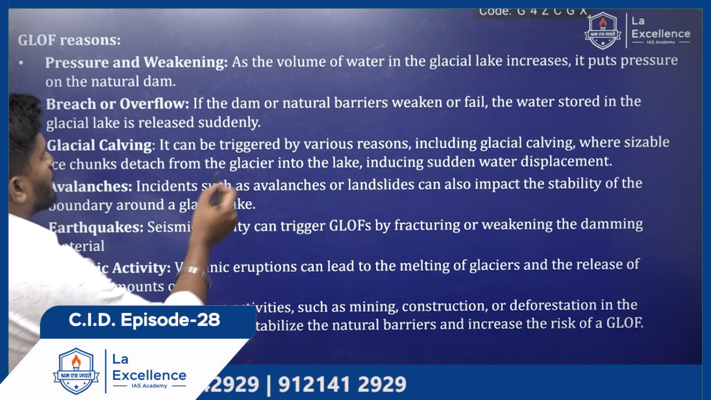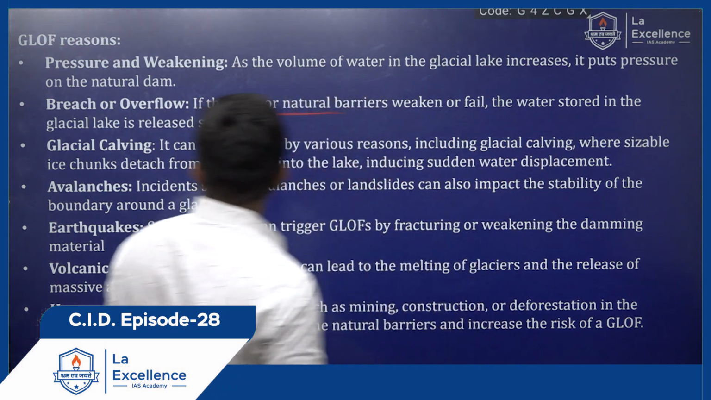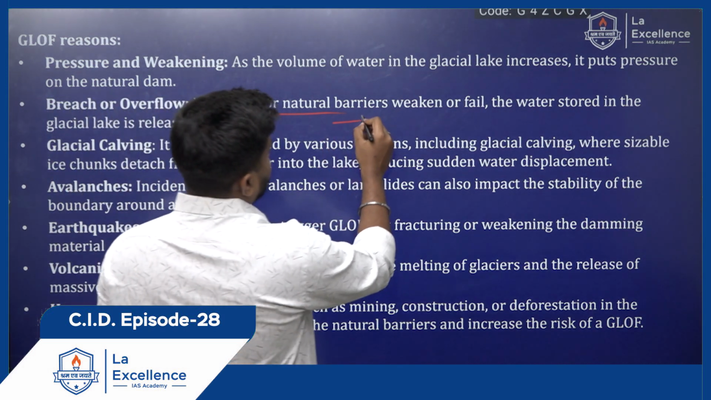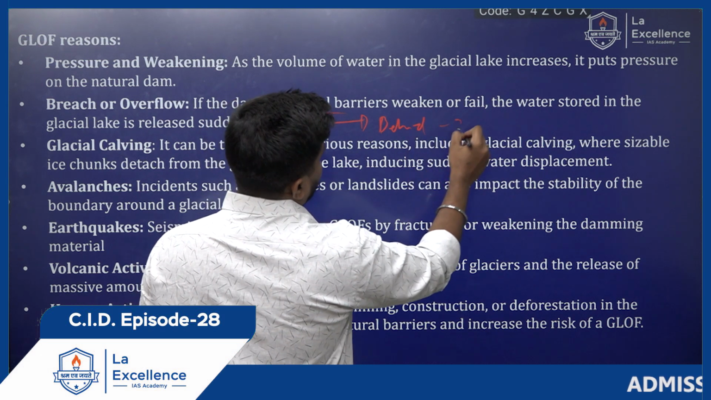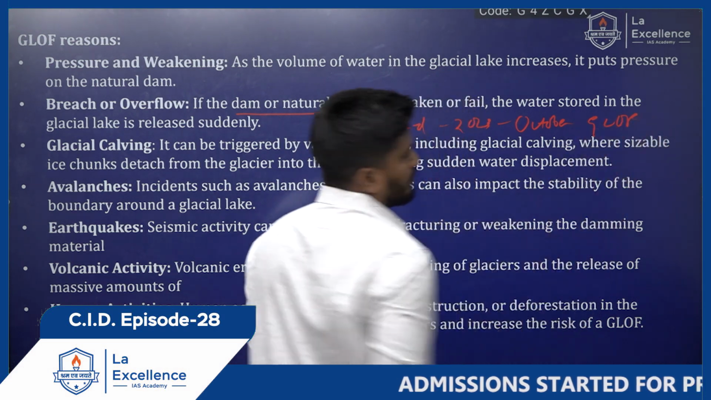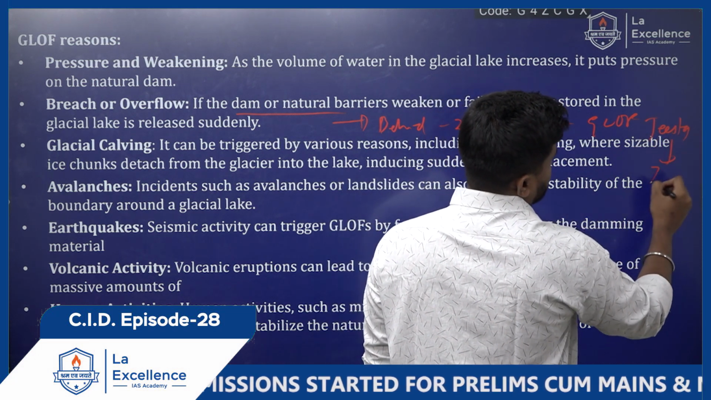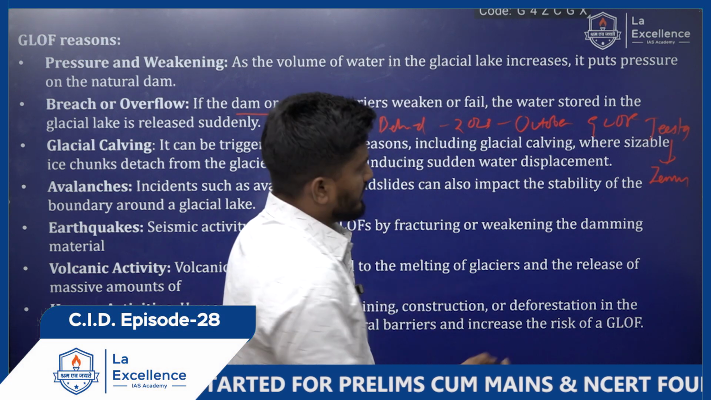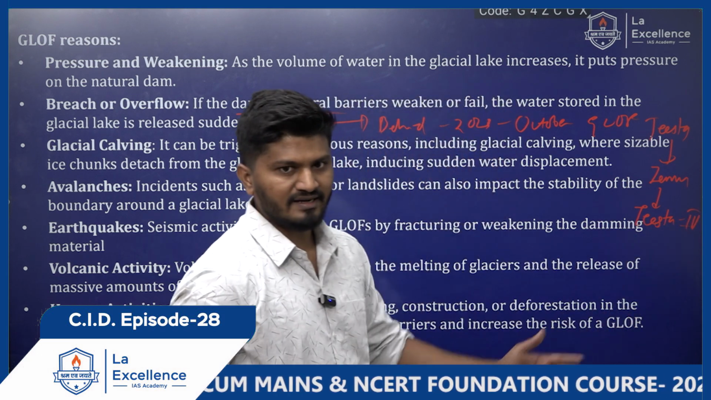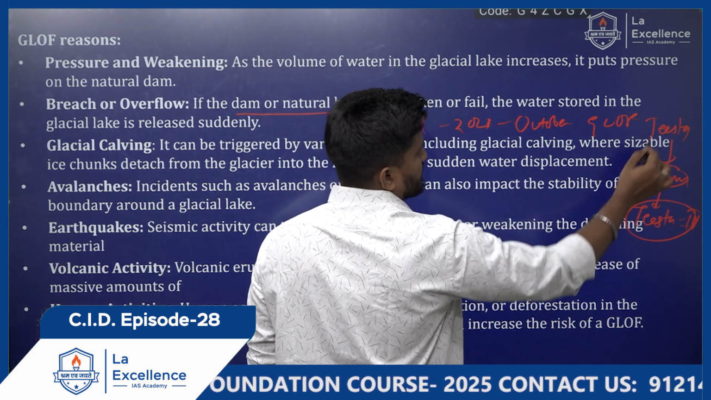And then breach or overflow. Again, similar thing. Whenever the dam or the natural barriers weaken or fail, the water stored in the glacial lake is released suddenly. Okay, this was one of the reasons behind the October 2023 GLOF in Sikkim. What happened in Sikkim is, there was a river, the Teesta river, which flows from the Jemu glacier. And in the Jemu glacier region they have built a dam called Teesta 3, which holds the water from the Jemu glacier as well as the Teesta river.